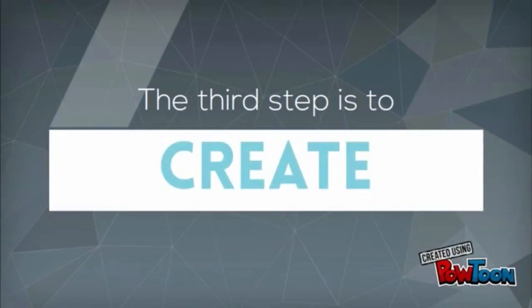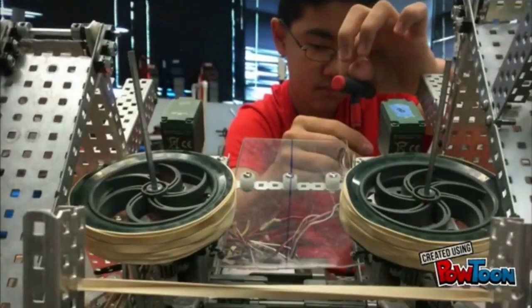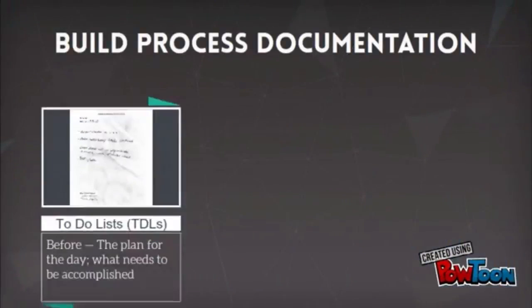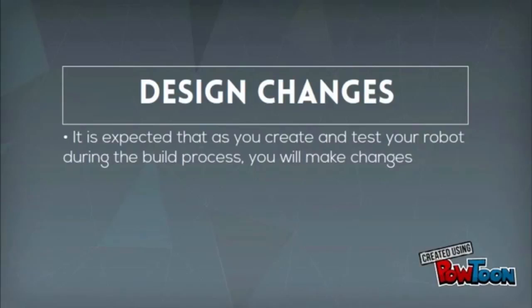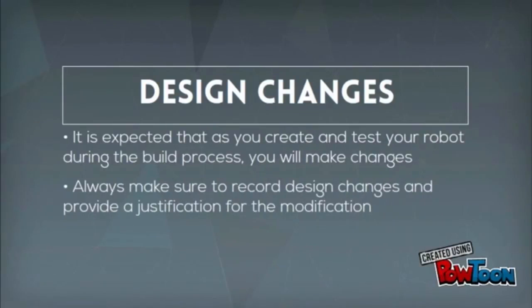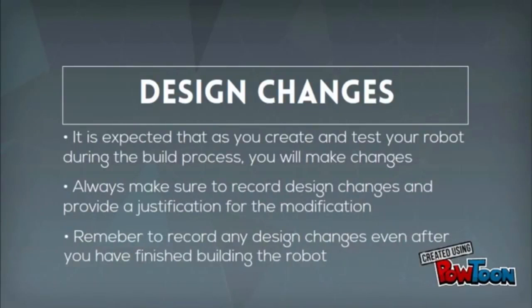Next is the third step in the design cycle, which is to create. There are 3 different types of documentation for the build process: to-do lists, build notes, and build journals for before, during, and after the build day. It is expected that you will make changes to your design, but always make sure to record these design changes and remember to record them even after you've finished building the robot.